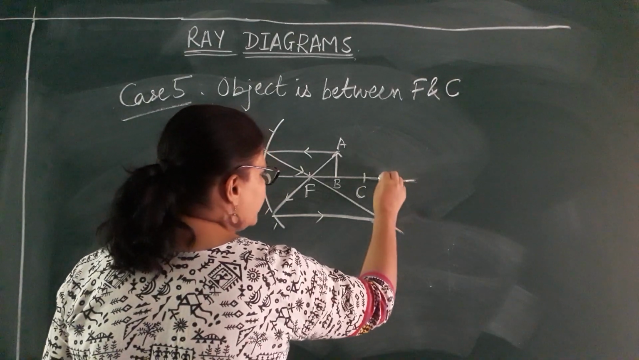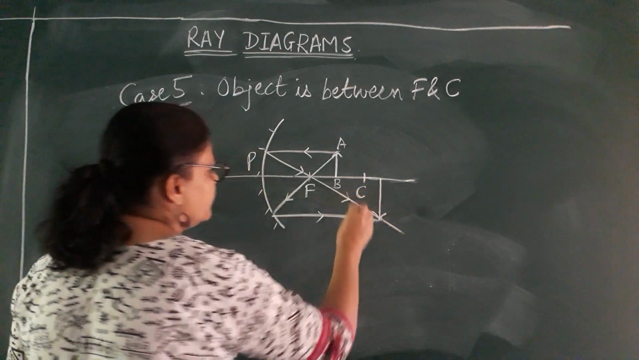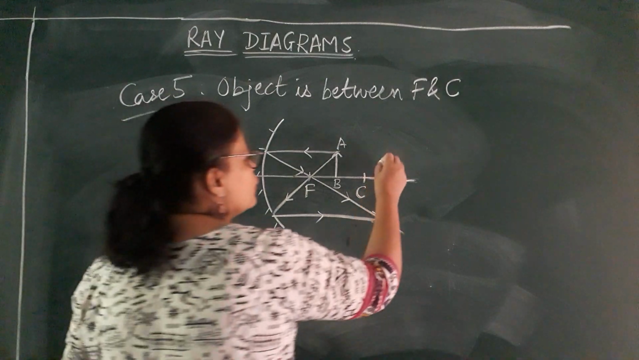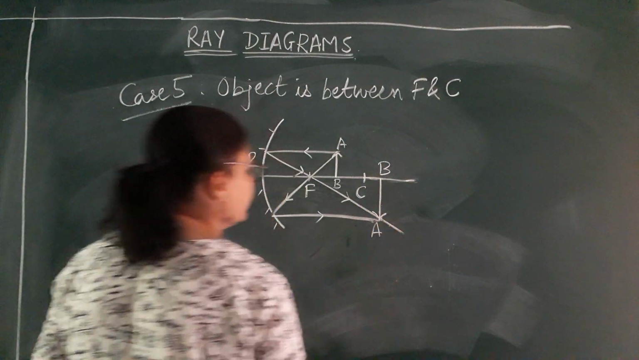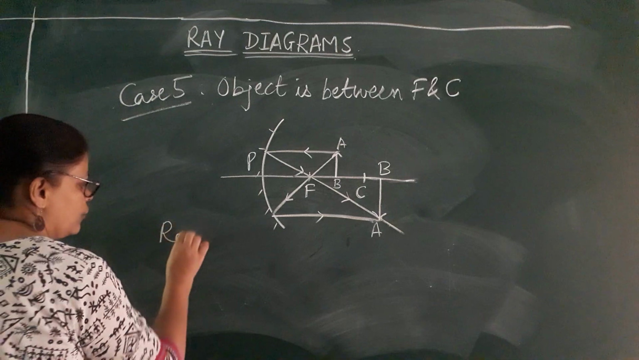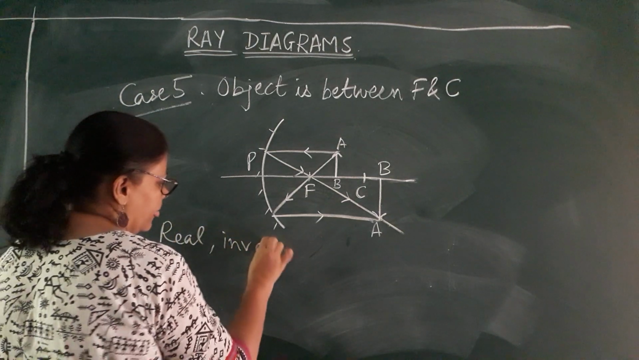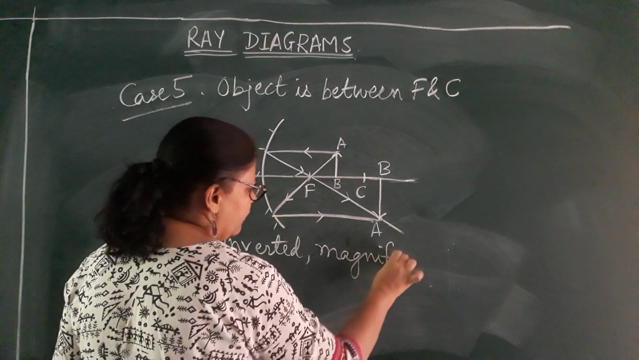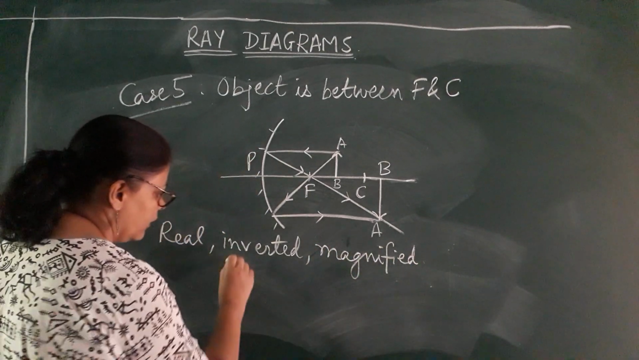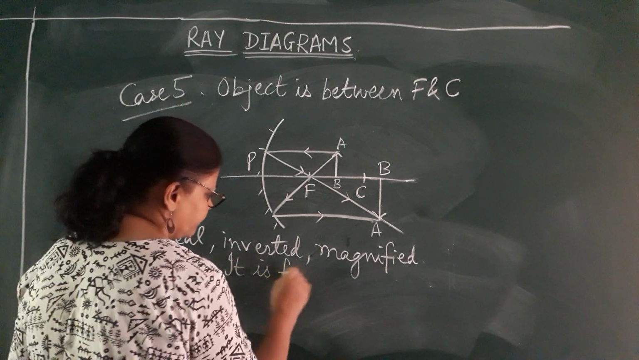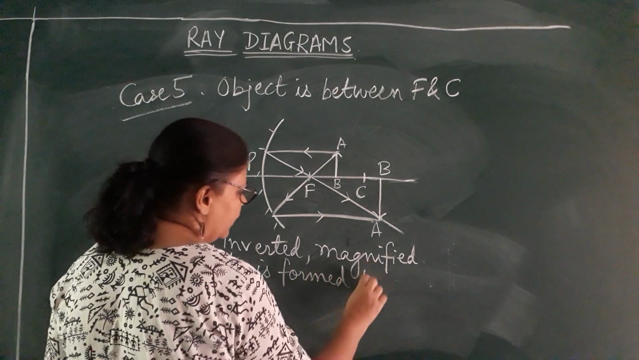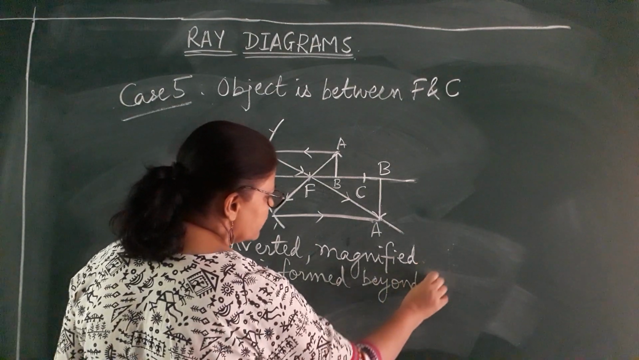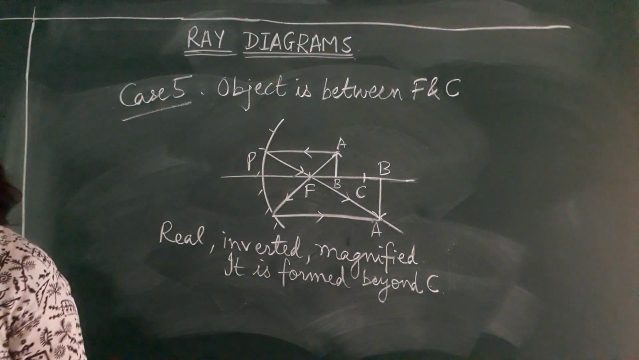Now where are the 2 rays meeting, children? See for yourself. They are meeting here, that is beyond C. So the image formed, what are the characteristics, children? The image is real, it is inverted, and it is magnified. The image is magnified because it is bigger in size than the object, and it is formed beyond C. So this is case 5.